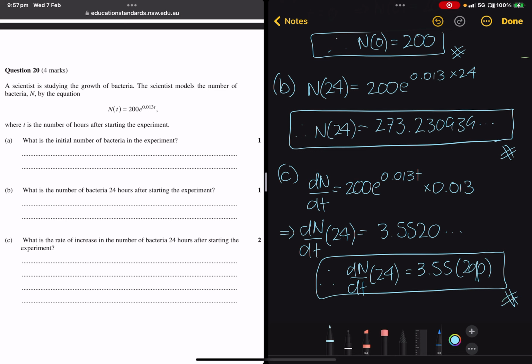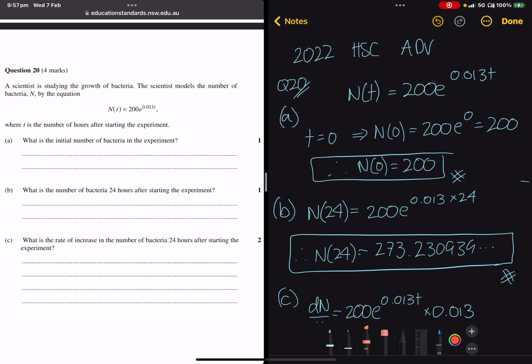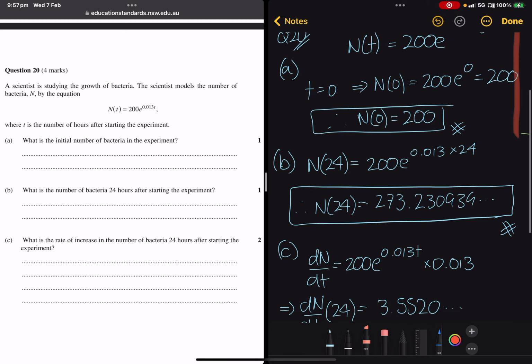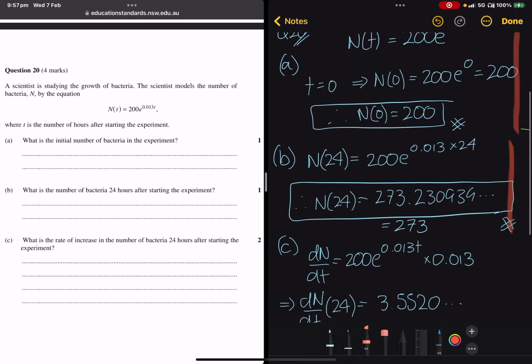Now in terms of the marking, it is pretty straightforward. For part A, 1 mark for getting 200. For part B, you will get 1 mark for getting the number of bacteria. Now we could also say that this is a whole number, because this is number of bacteria. We could say this is 273. So you get 1 mark for some working similar to this.